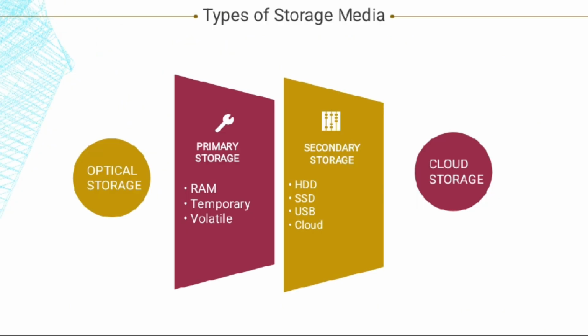Types of storage media. There are different types of storage media used in computers. These include primary storage, secondary storage, optical storage, and cloud storage. Each type serves a different purpose depending on speed, capacity, and accessibility.